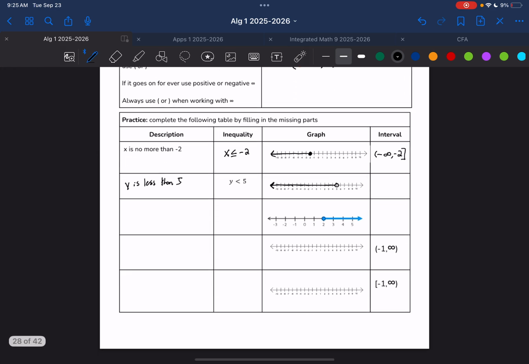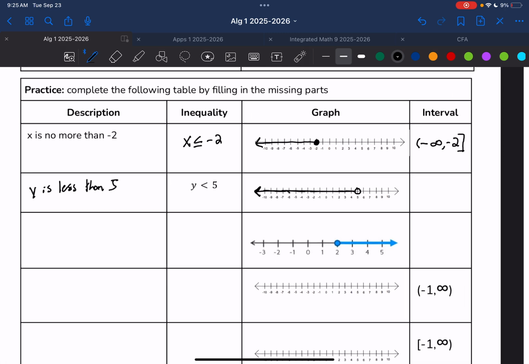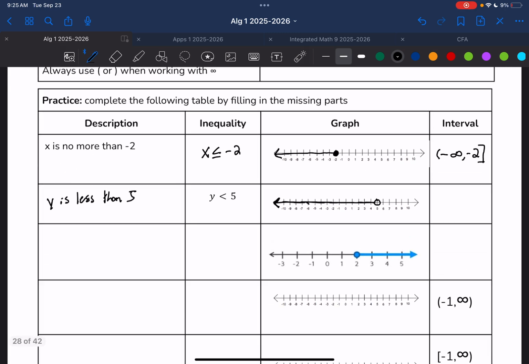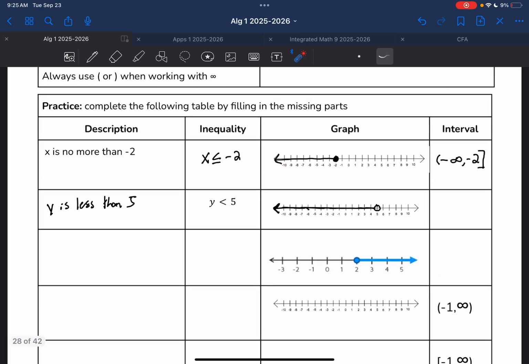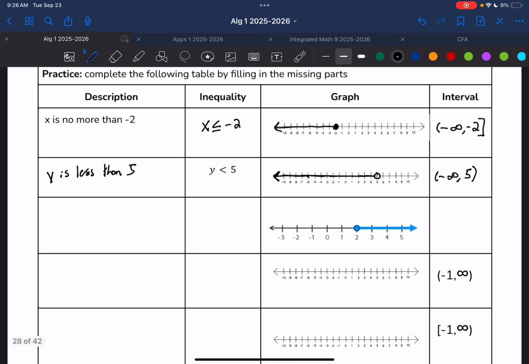All right, and then for this one, we want to do the interval notation. Once again, you can see that we're starting at negative infinity, going on forever. And here the biggest number is 5. But now 5 is not included, so we're just going to put a parenthesis. We're not going to put a bracket because 5 is not part of our solution set.